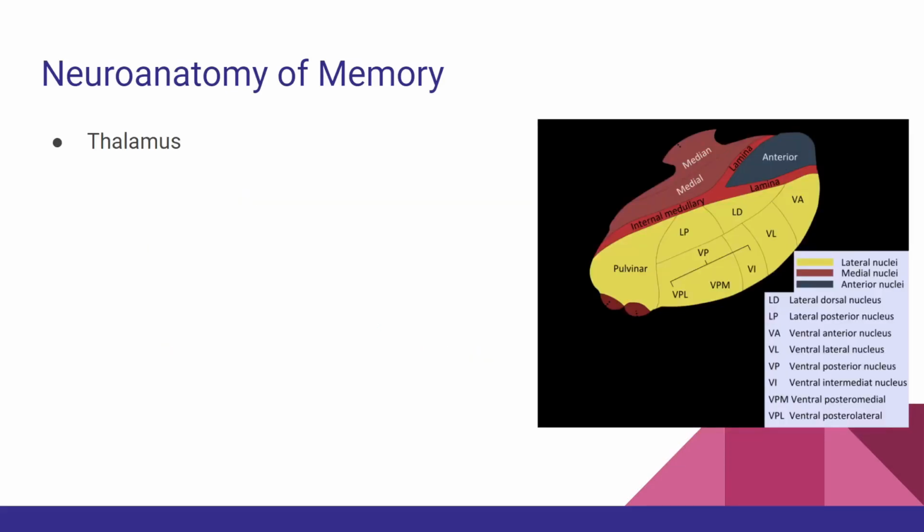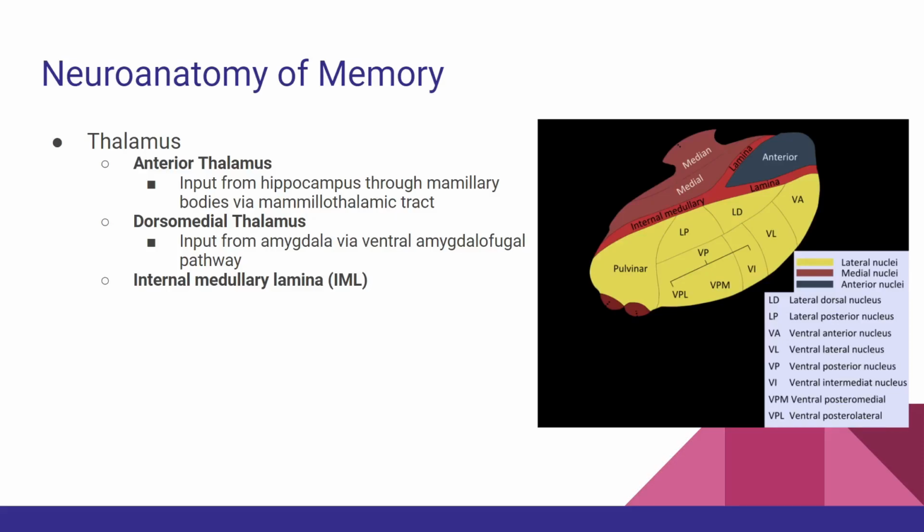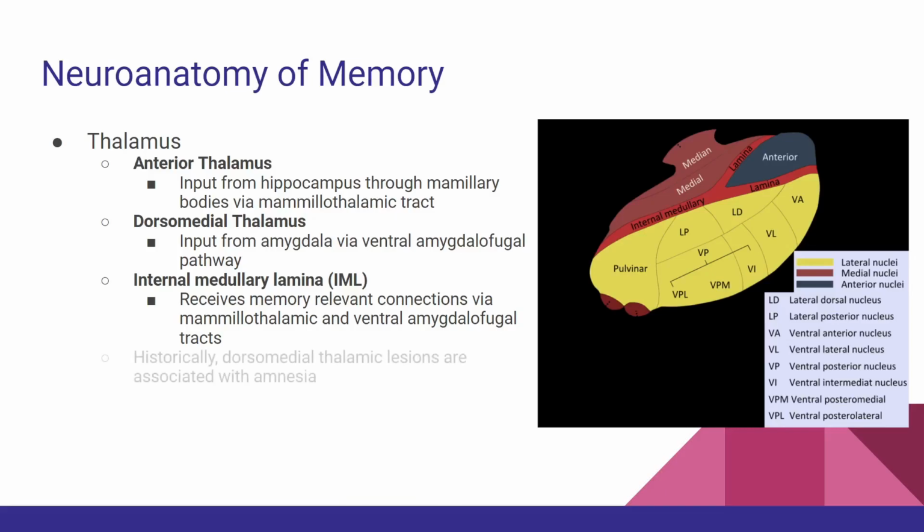The thalamus is another important structure in our memory system, particularly the anterior thalamus, which receives information from the hippocampus through the mammillary bodies, and the dorsal medial thalamus, which receives input from the amygdala. There's also the internal medullary lamina, if you look at the graphic, fit between different aspects of the thalamus. And these internal medullary lamina receive memory-relevant connections from both the mammillothalamic and ventral amygdalofugal tracts.